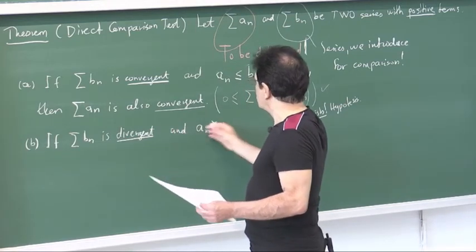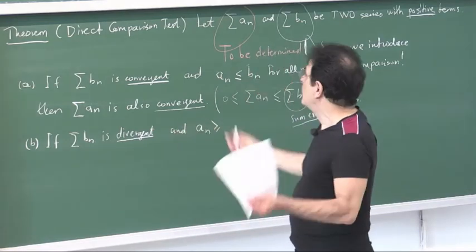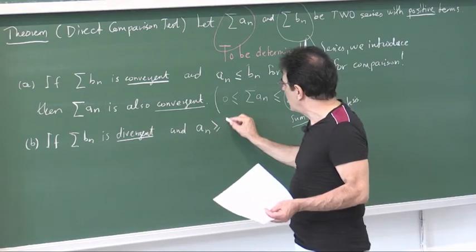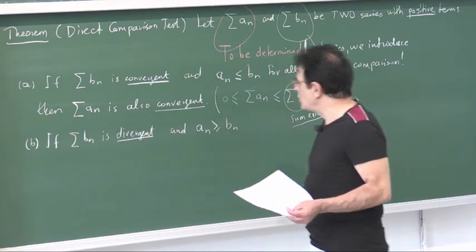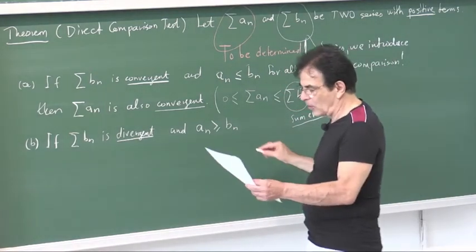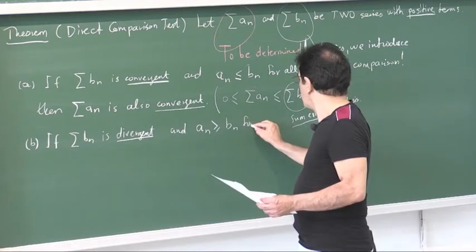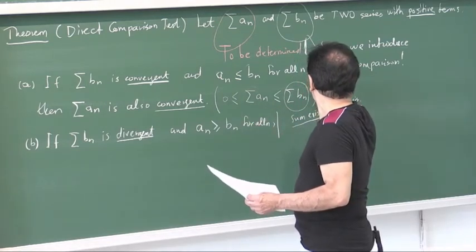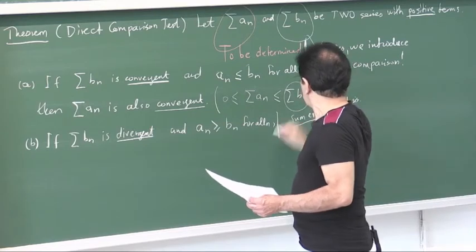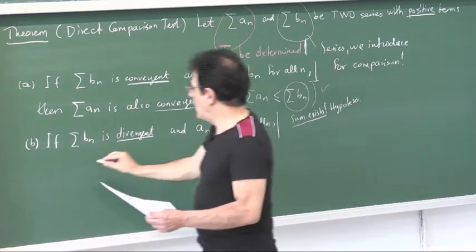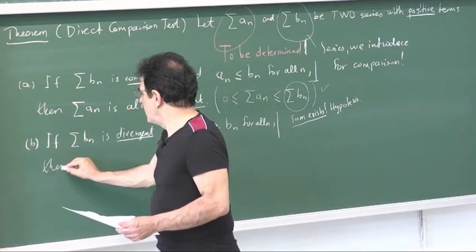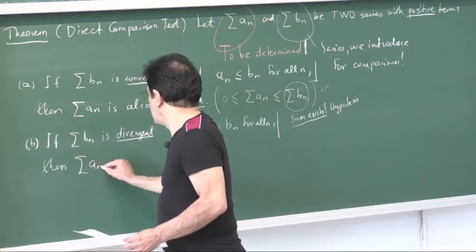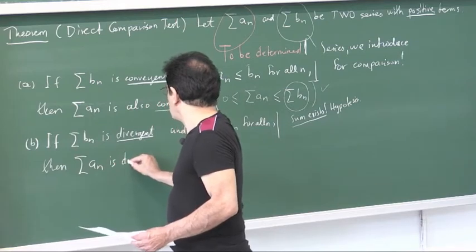So if we choose a divergent series for comparison, and if this is true, this time the connection between the two series is something like that: An is larger than Bn for all n. Okay? Good? Then similarly, sigma An is divergent too.